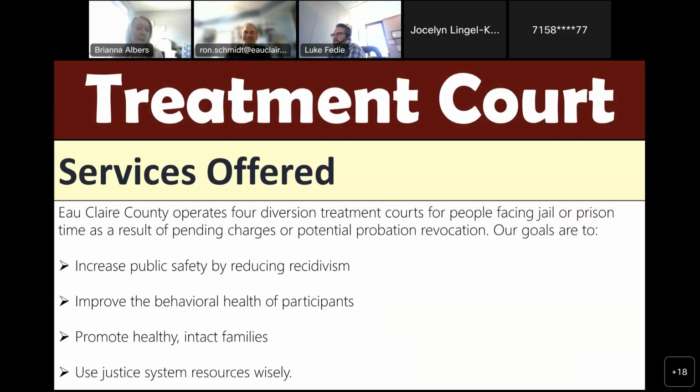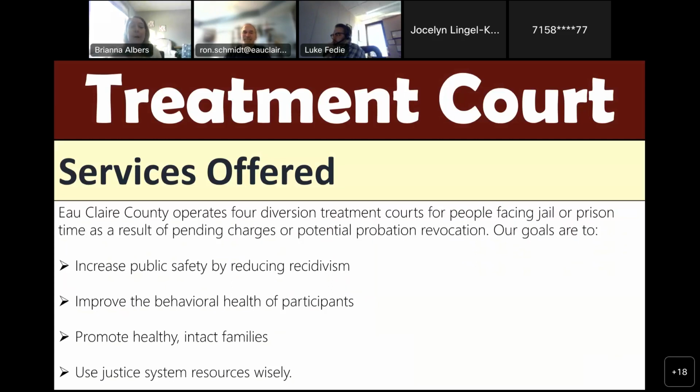I didn't pull the numbers for end of 2022 yet, but I can get those out soon. Nationally, drug courts is what they call it, but treatment courts have greater than 45% success over any other option that courts can assign for people.